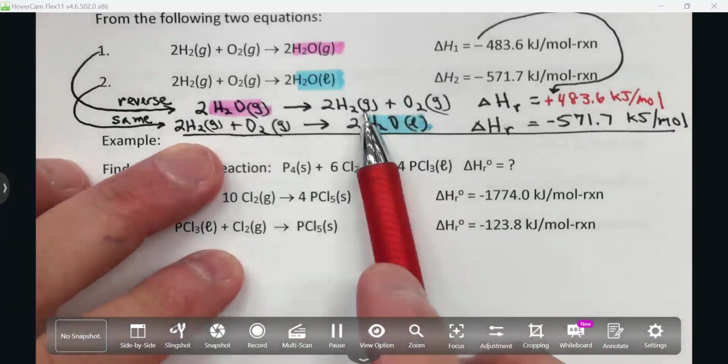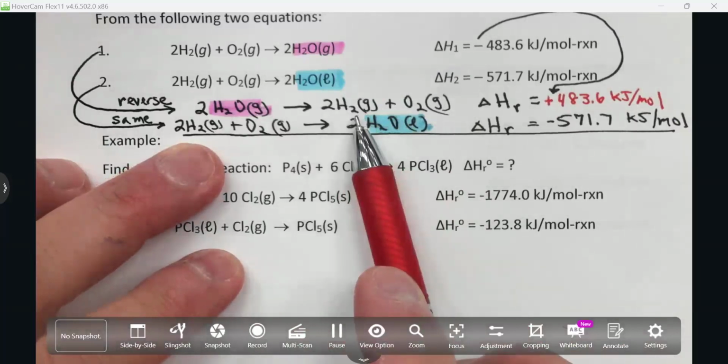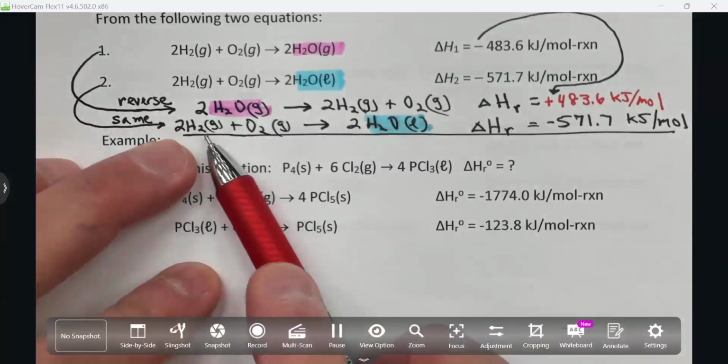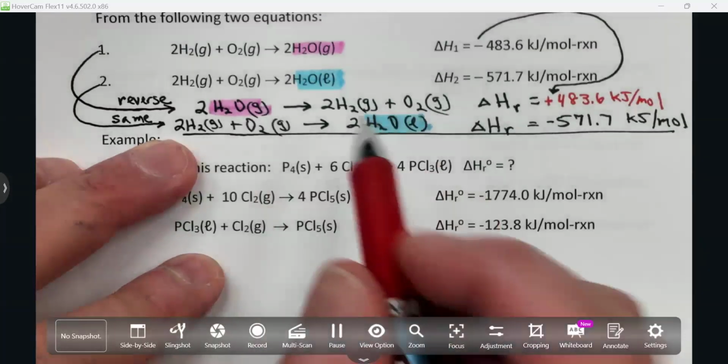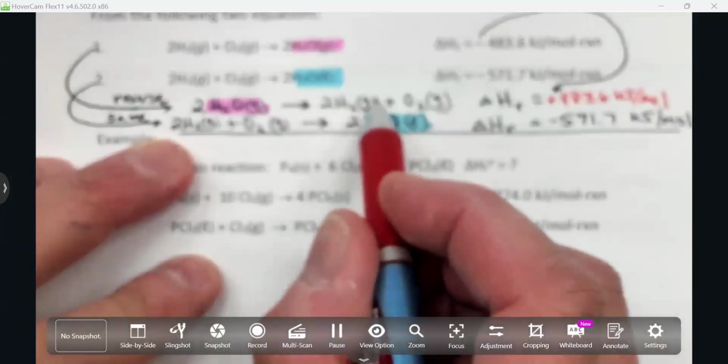I have 2 H2 gas as a product here. I have 2 H2 gas as a reactant here. Kind of like having 2X on both sides of the equal sign. I'm going to put a light X on them.